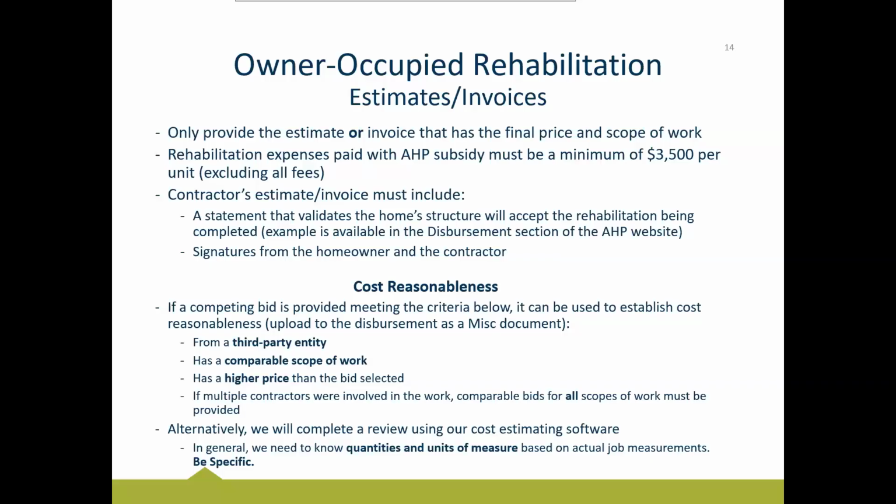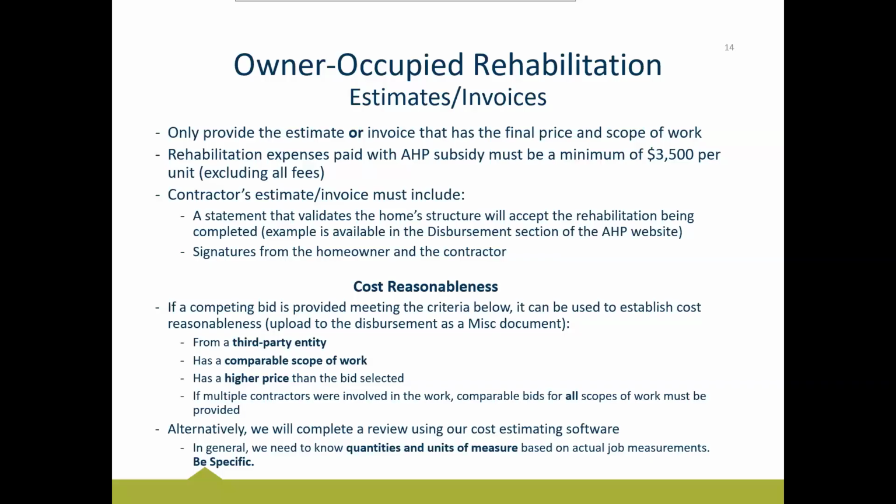So you only have to provide one competing bid. I don't need to see all the bids that you obtained. I know sometimes you may obtain three bids and then you choose the price that's in the middle. You don't need to provide to us the bid that was lower. We just need to see at least one bid that was higher than the amount that you ended up paying to the contractor that won.